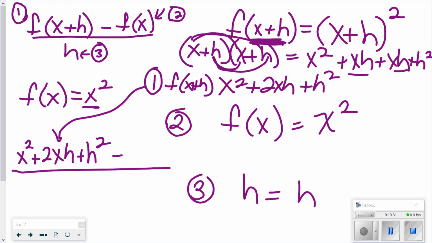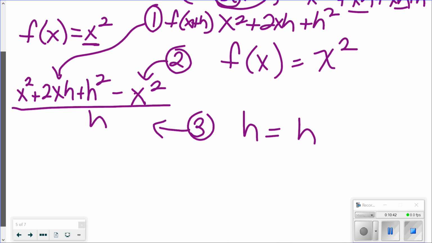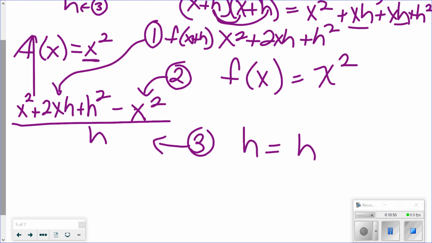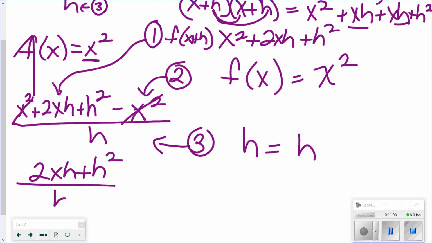Okay, in position 2, we're going to put x squared. And in position 3, we're going to put h. All right, now we're going to simplify this. So I have x squared plus 2xh plus h squared minus x squared on the top, and I have h on the bottom. On the top, you'll see that the x squared and the negative x squared are going to add to cancel each other out, and we are left with 2xh plus h squared over h.